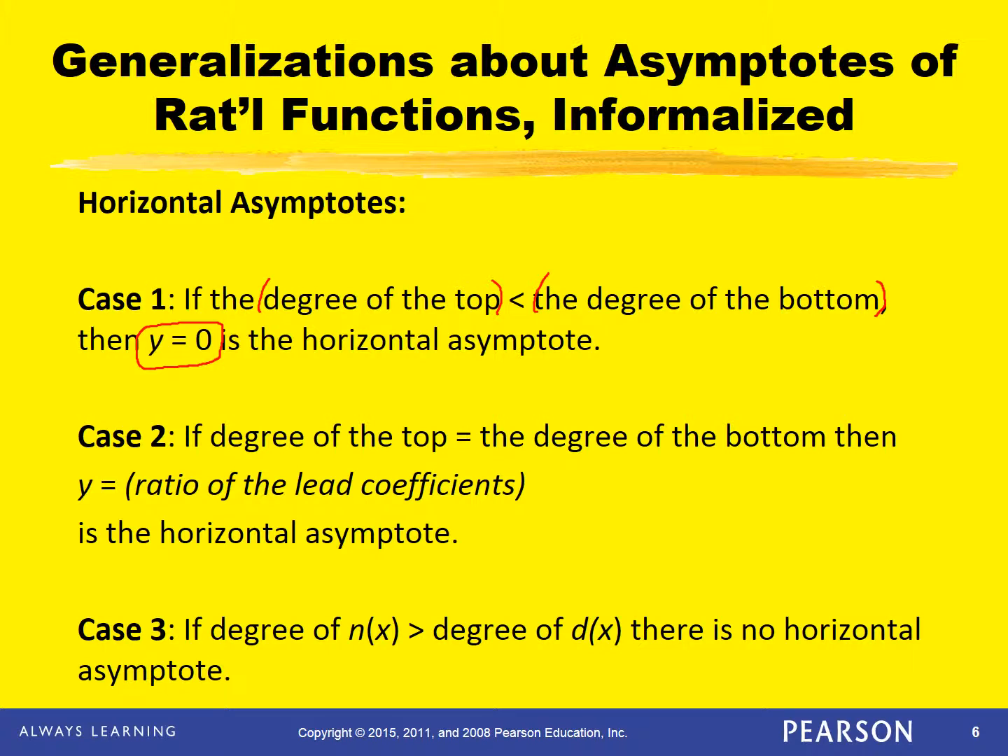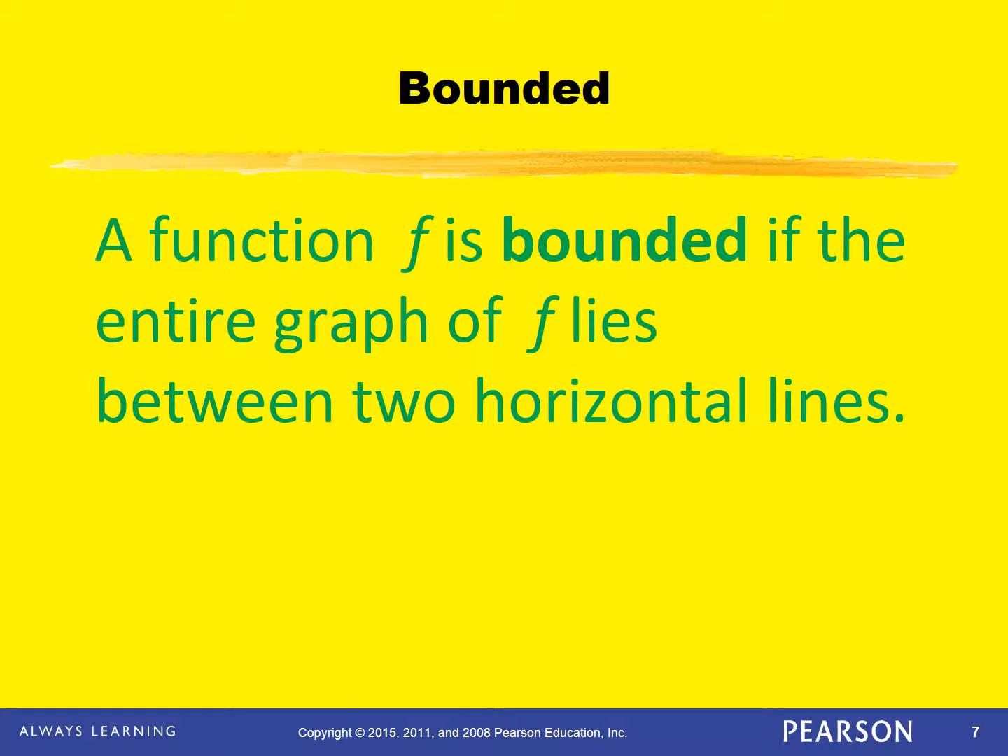And you are required to write y equals 0. Don't just write 0, okay? That is not really a right answer, because if you're asked to find the equation of the horizontal asymptote and you put a number, that is not an equation, okay? And so the right answer is y equals 0. Case 2, if the degree of the top equals the degree of the bottom, y equals the ratio of the lead coefficients. That's the equation of the horizontal asymptote.